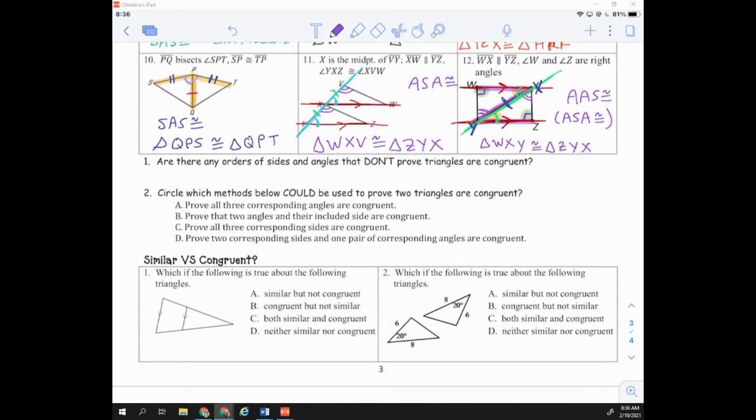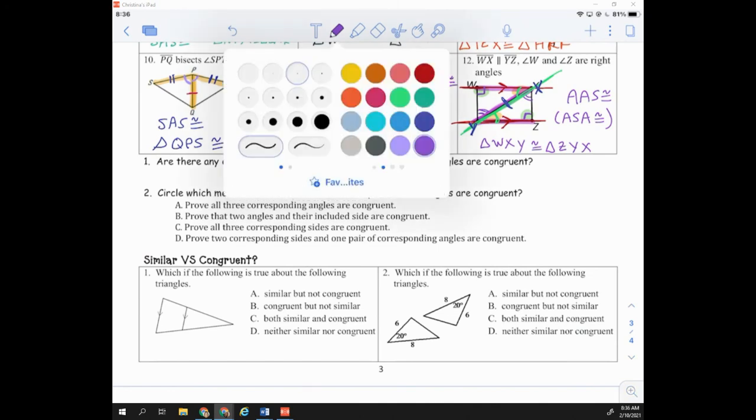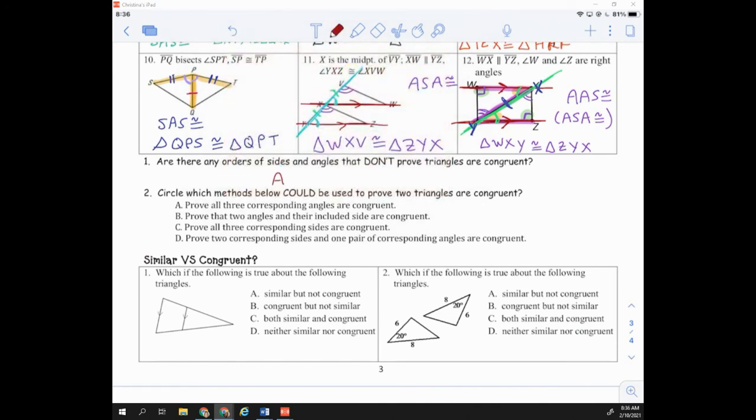All right, are there any orders of sides and angles that do not prove triangles are congruent? Yes, there are. If you only have one angle and two sides, the angle has to be in the middle. So SAS is fine, but you cannot have ASS or SSA. And then angle, angle, angle is similarity only.